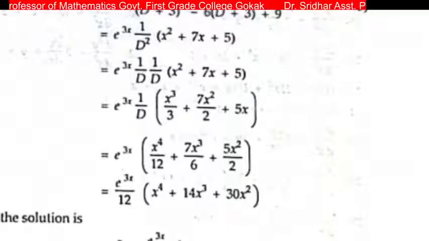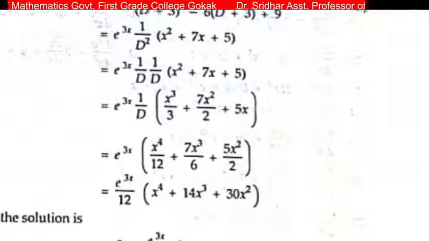So this 1/D² can be written as 1/D into 1/D. So e^(3x), we write 1/D as it is, and 1/D means what? Integration. So integrate this, we will get this one. Then we again write e^(3x) as it is, again we integrate this and we will get this equation, and therefore finally we obtain this one, which is the particular integral for the given differential equation. And hence the general solution, the total solution, is general solution plus particular integral. So this is the final solution.